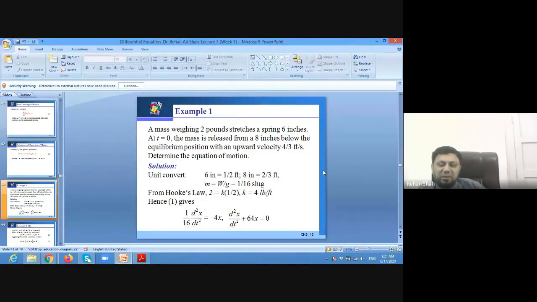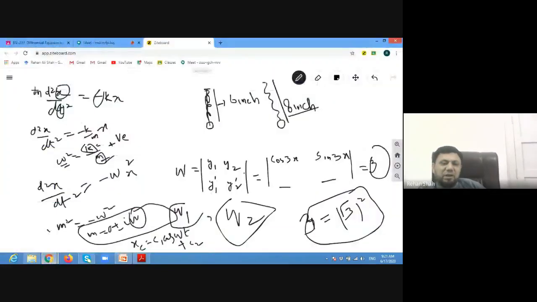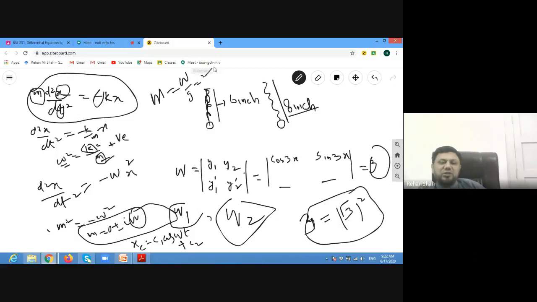Now what is the equation of the spring? The equation of the spring is equal to this. Remember this point. m d square x by dt square is equal to minus kx. So we need m. m is w by g. If weight is 2 and g is 32, so m will become 1 over 16. So this m is now 1 over 16.